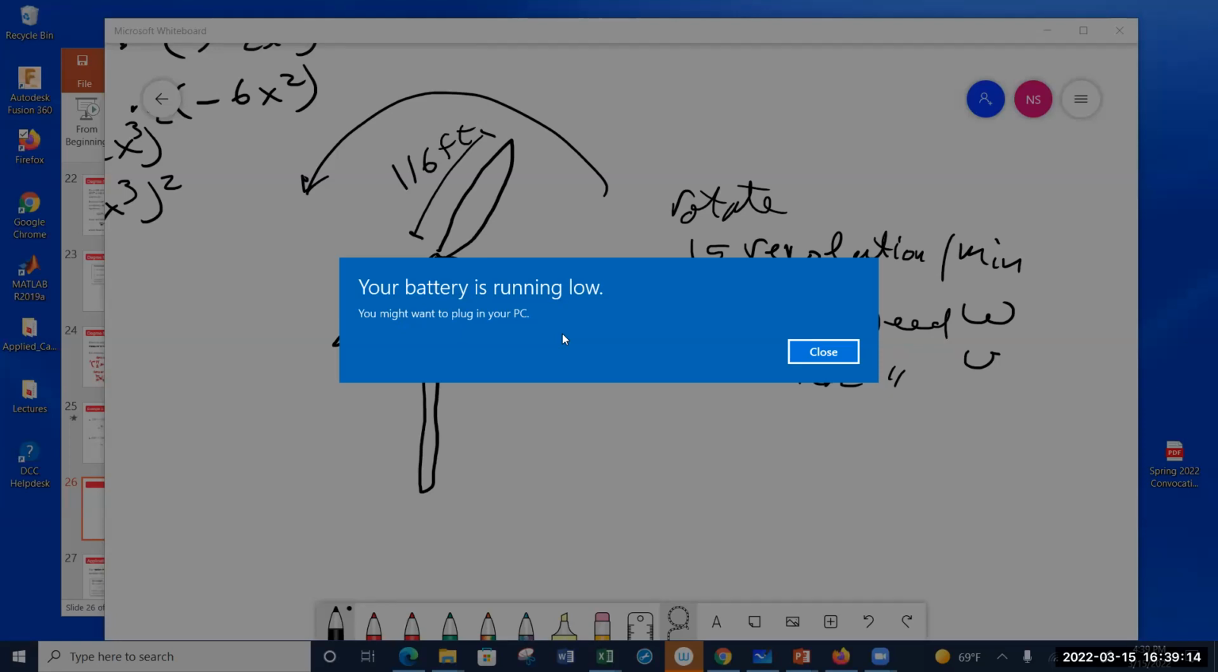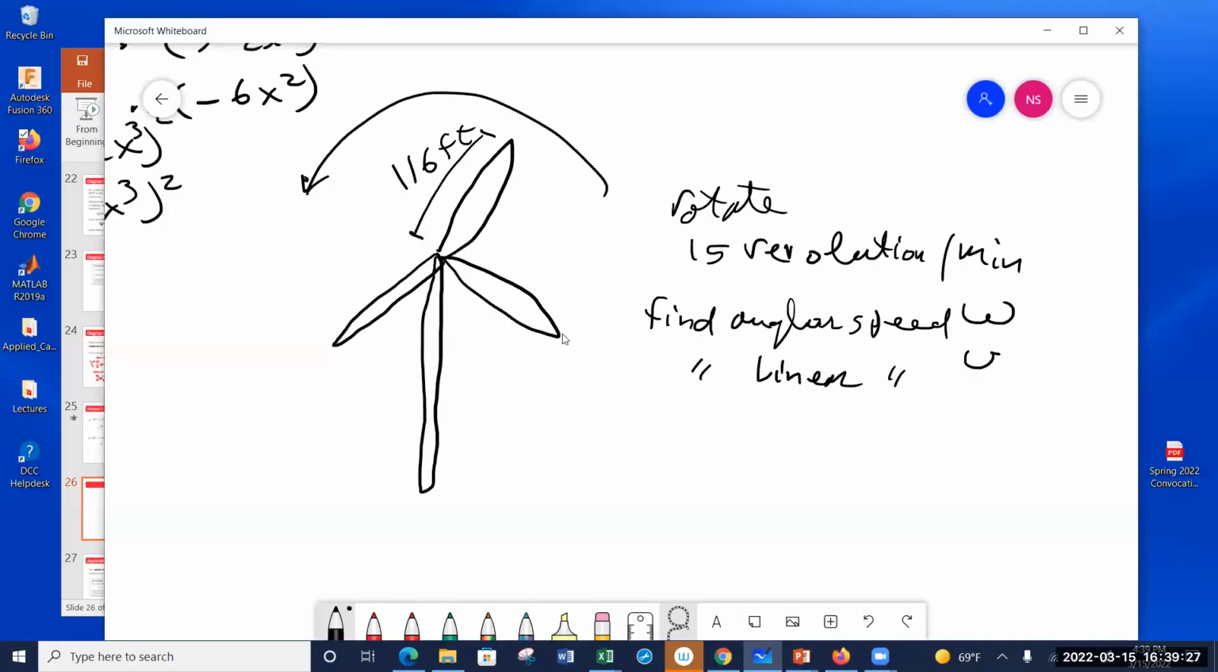Why my battery is low? Oh, connected it. Okay.